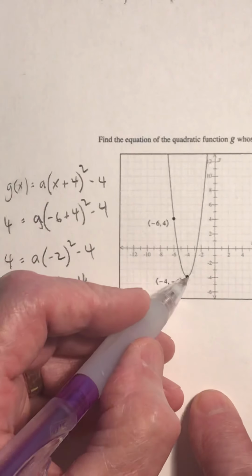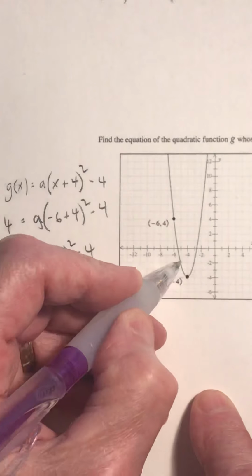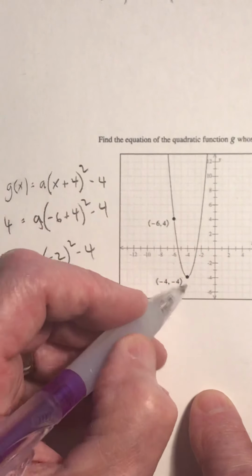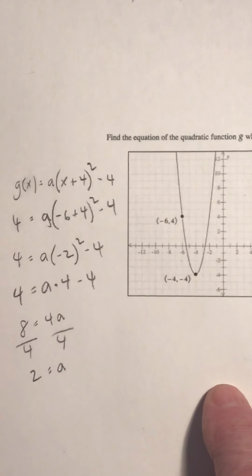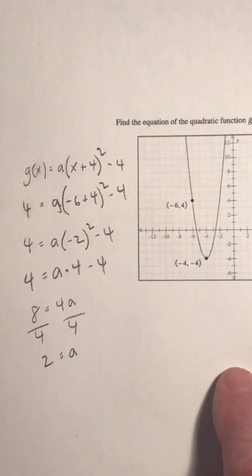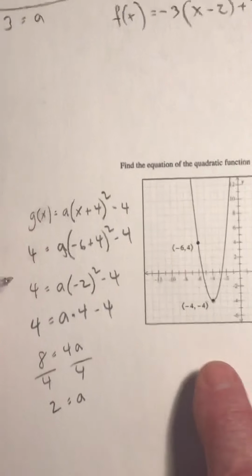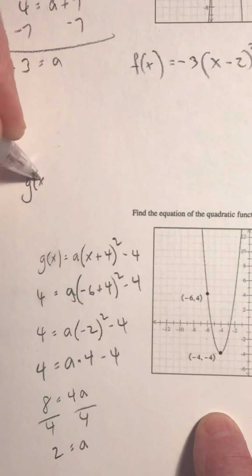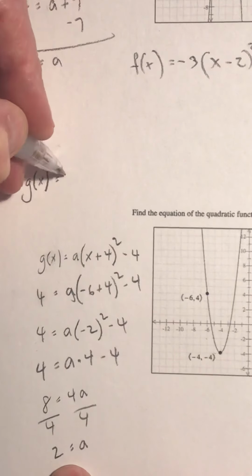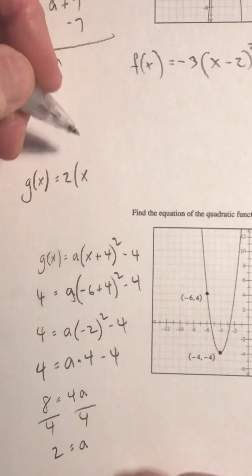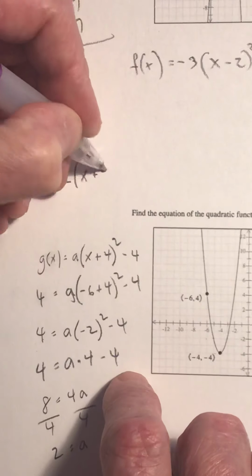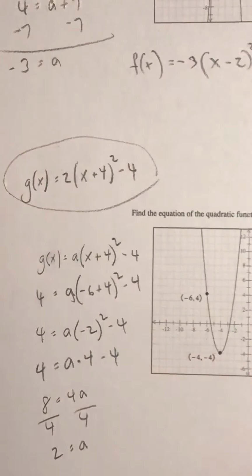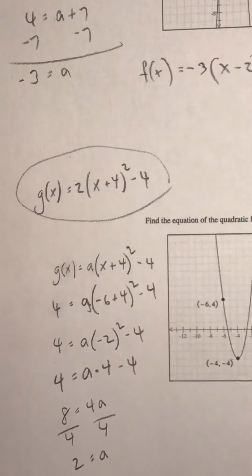And look, if I go over 1 and up 2, and then over 1 and up 6, I do wind up there, as we used on the previous page. So it does work very nicely, fits in with everything else we talked about. So what's my answer? Let me write it way up here. g of x is 2 times x plus 4 squared, minus 4 on the outside. Okay, that's the end of page 4. Thank you very much.